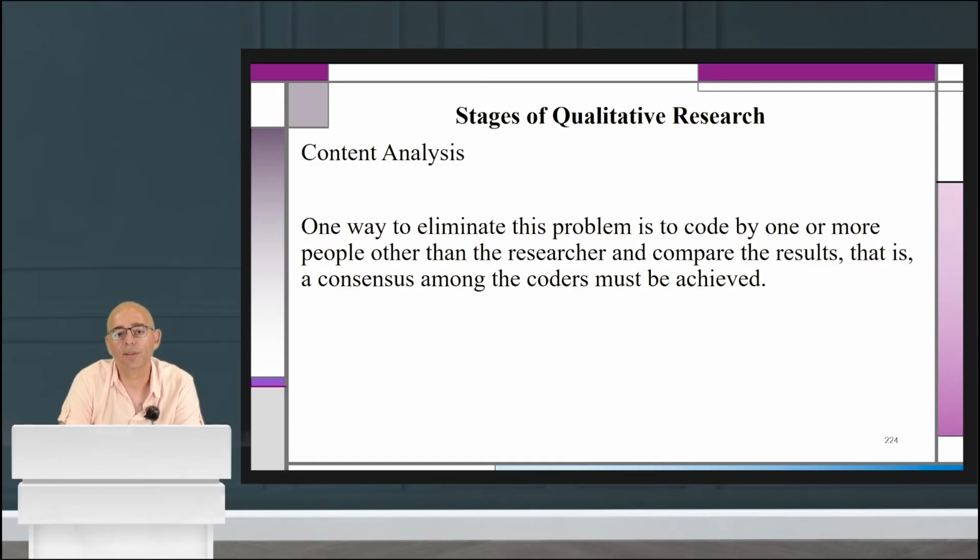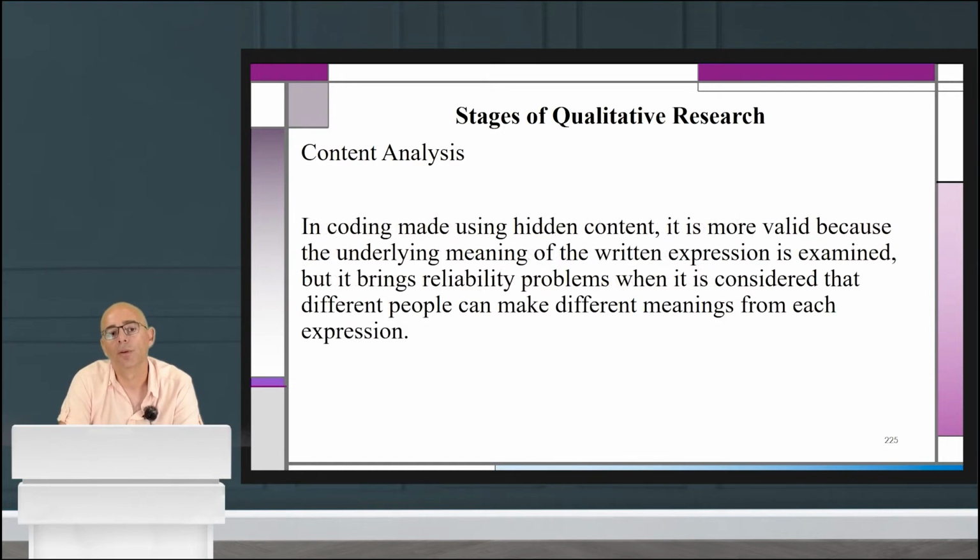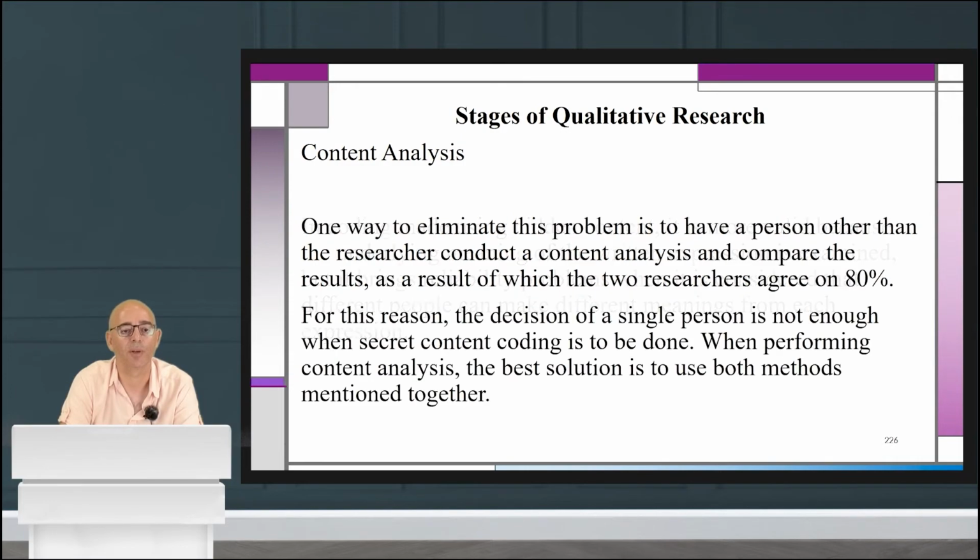One way to eliminate this problem is to code by one or more people other than the researcher and compare the results, which means a consensus among the coders must be achieved. Encoding made using hidden content is more valid because the underlying meaning of the written expression is examined, but it brings reliability problems when it is considered that different people can make different meanings from each expression.